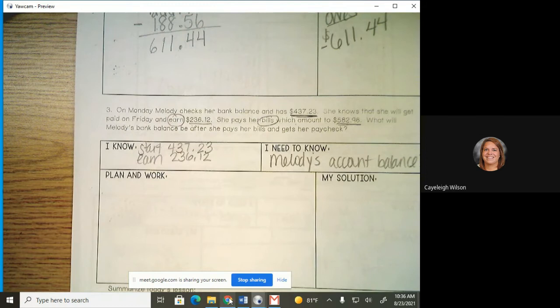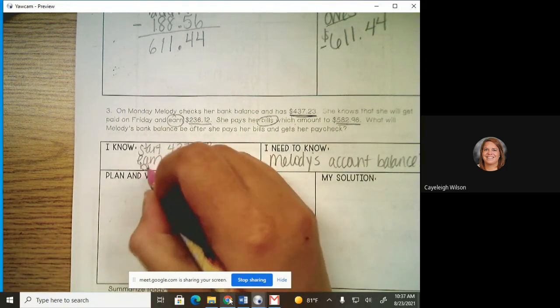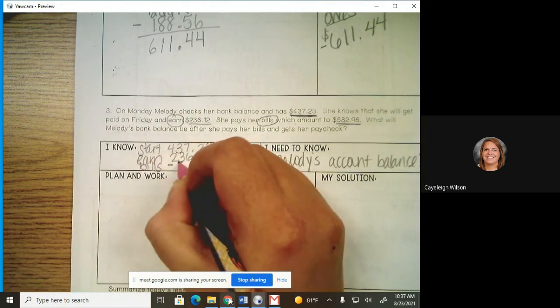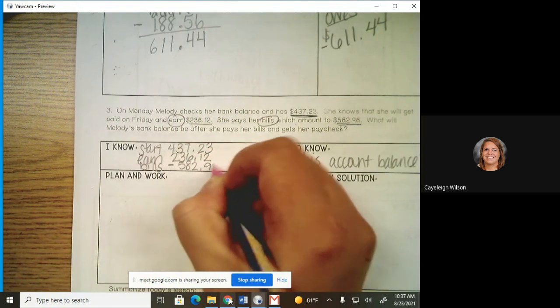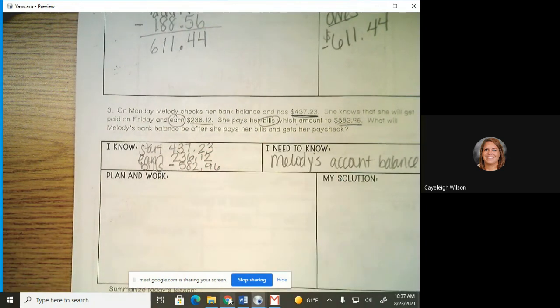And then when she pays her bills of $582.96, do you think that she adds that in or takes it out when you pay bills? Take it out. So what kind of number would that be? Negative, because when she takes that out, she subtracts it out. She has to pay that out of her account. So we're going to put bills on here, and we're going to put a negative $582.96. So those are the 3 numbers that we know: she has the 437, she's going to earn the 236, and then she's going to have to take out the 582.